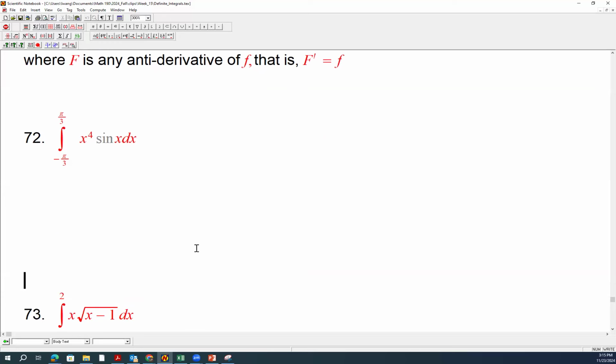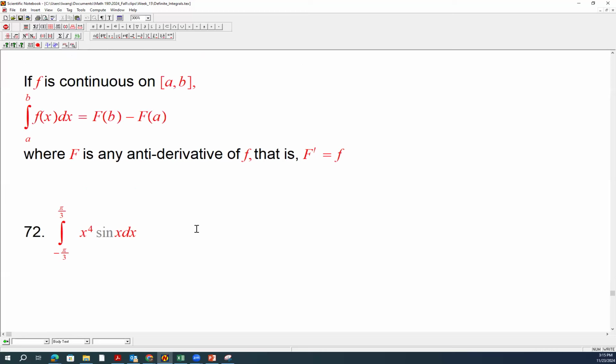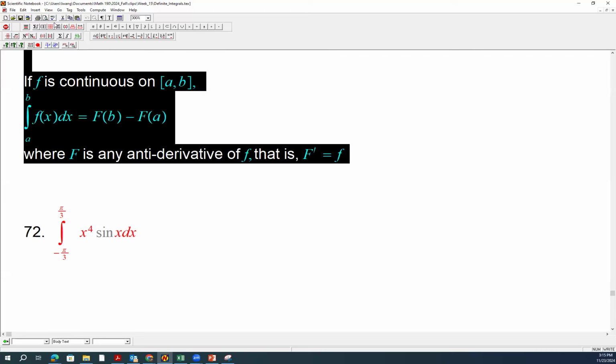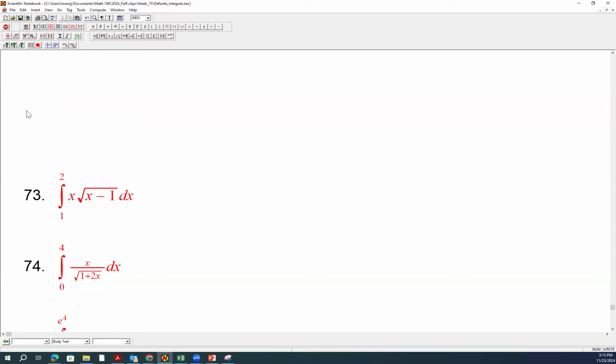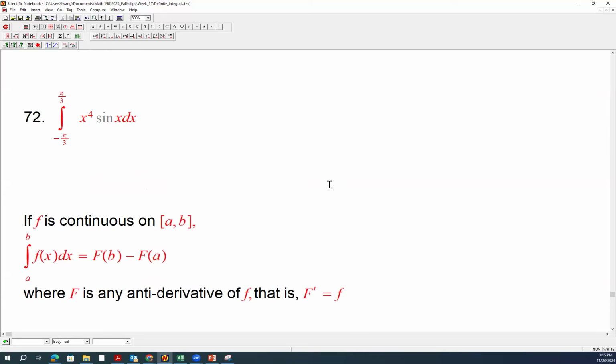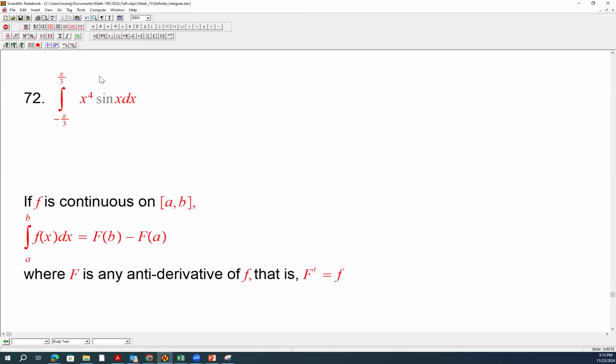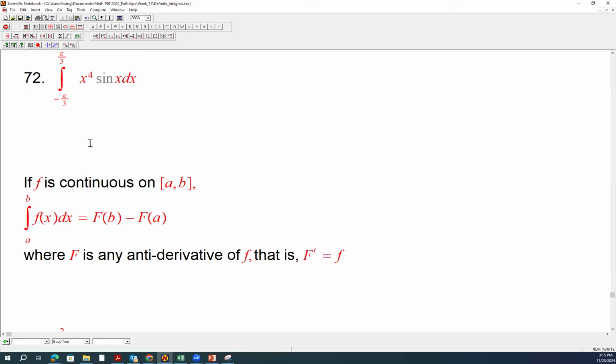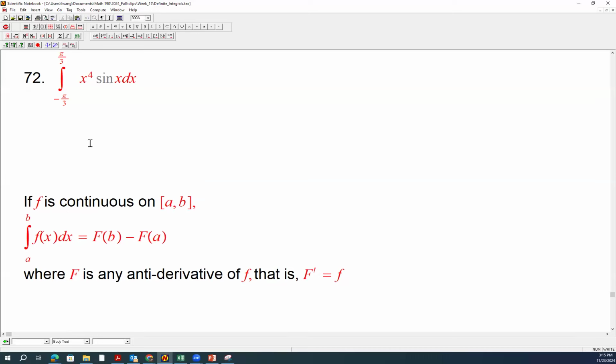Number 72. Of course, you're going to try to substitute. Well, you can pause now and try to do your substitution. However, when you come back, let me tell you, from our experience, we have done so many questions after all, and we soon realize substitution is not going to take us anywhere.